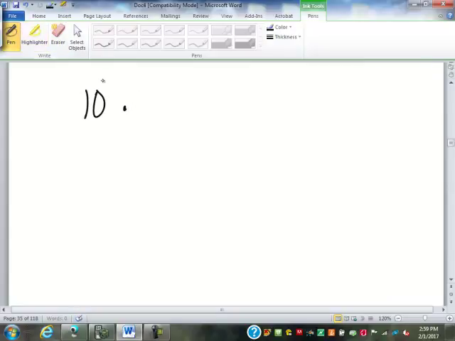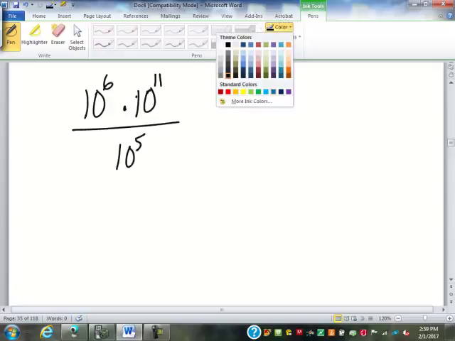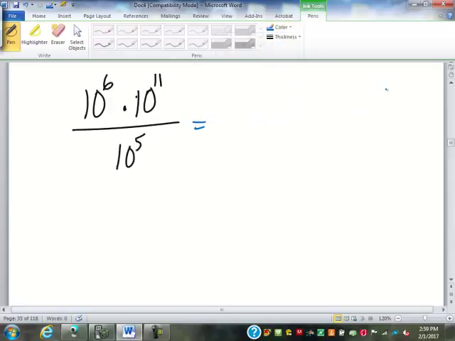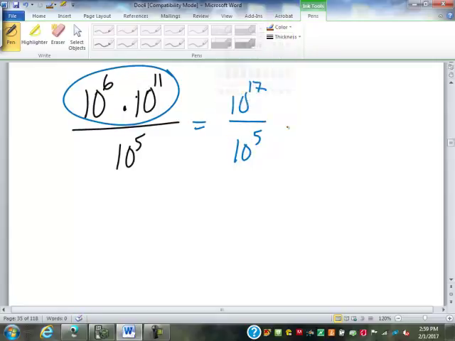So let's do 10 to the 6th times 10 to the 11th divided by 10 to the 5th. What's that come out to be? Well, we got to do the top first. 10 to the 6th times 10 to the 11th is 10 to the 17th. Good. Now divided by 10 to the 5th? 10 to the 12th.